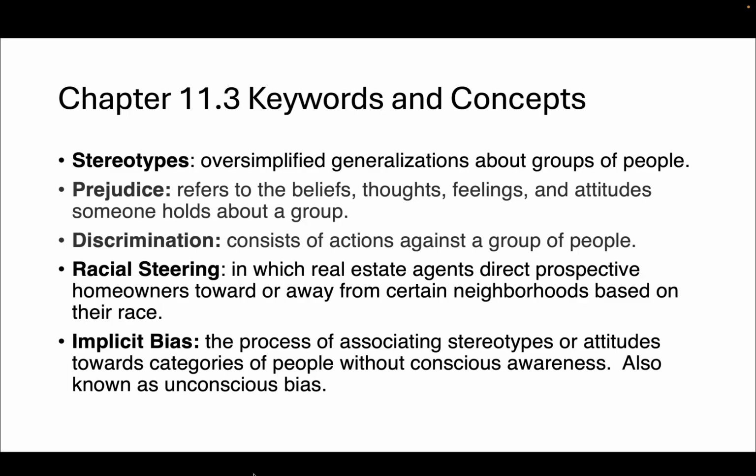And then finally, we have implicit bias, which goes into the concept we learned in our last section. This is the process of associating stereotypes or attitudes towards categories of people without conscious awareness. And that's the important part of this. This is also known as unconscious bias. So this is something that every single one of us has. And yes, I mean every single one of us. It does not matter what your race is. If you were born here, if you grew up in our culture, you have a certain degree of implicit bias.